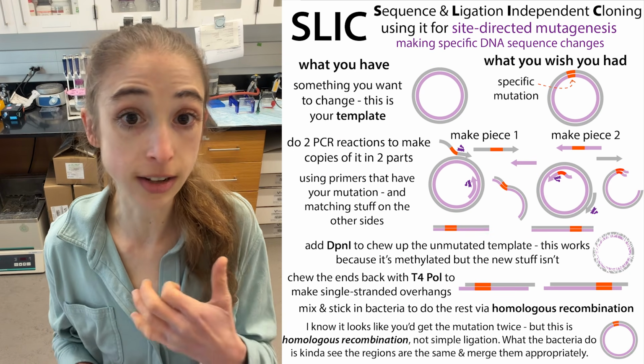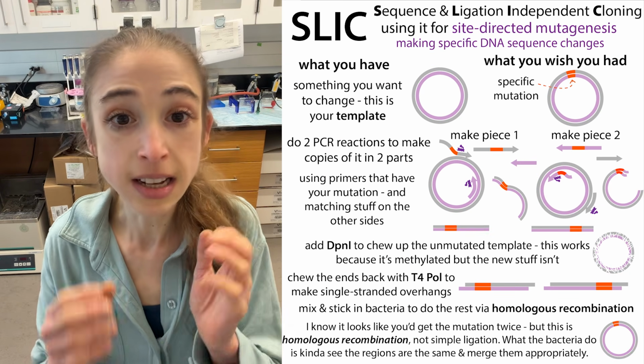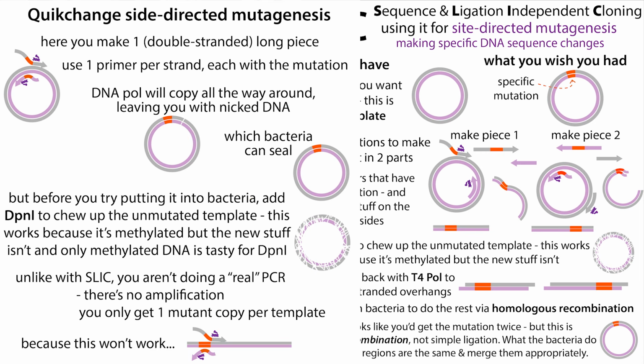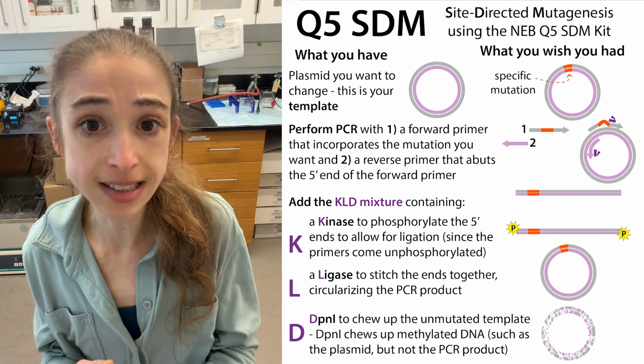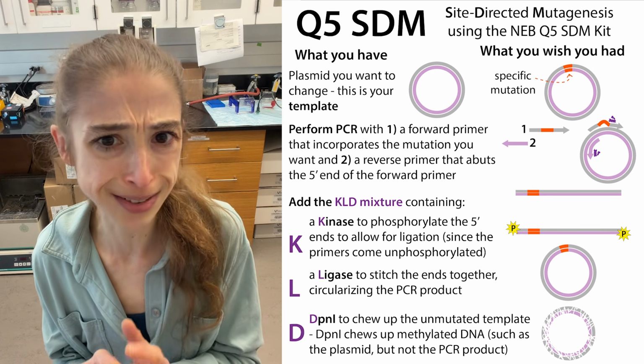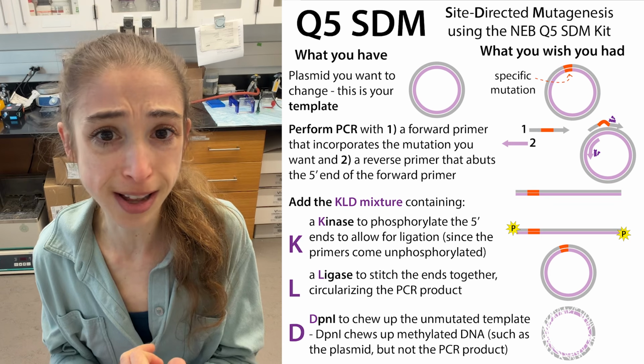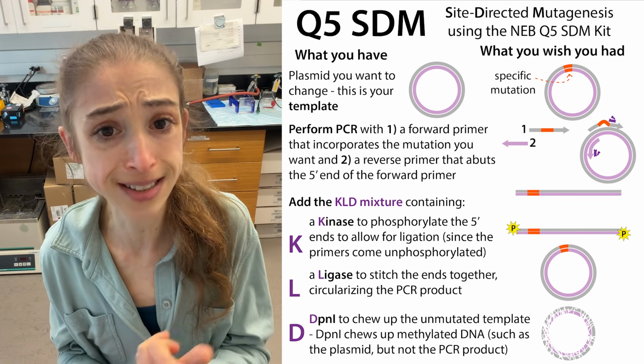So the technique that I use in my own lab is called SLIC, sequence and ligation independent cloning. There's QuikChange, and the one that I'm trying with my classes is this Q5 SDM kit from NEB. So let's go through all these acronyms. So NEB, that's just New England Biolabs. It's just the company that sells things.